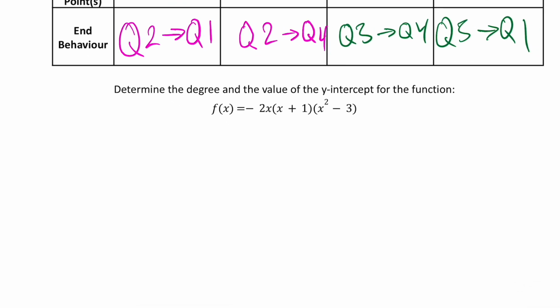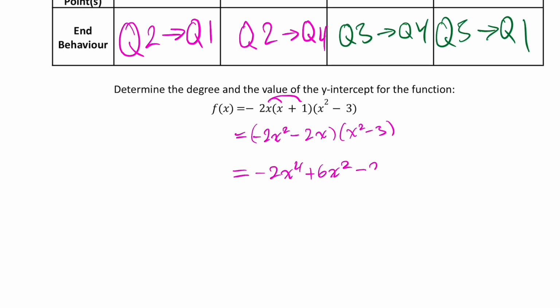So starting off, determine the degree and the value of the y-intercept for the function. For this, there's two ways you can do it. I'll show the normal way first, which is just expand. So negative 2x squared minus 2x, because you just go like that, and then like that. And then negative 2x to the 4th plus 6x squared minus 2x cubed plus 6x.